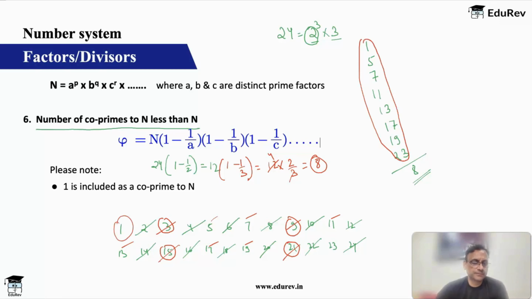Okay, you have 1, we have 5, we have 7, we have 11, we have 13, we have 17, we have 19, and we have 23. Okay, so this is the formula, and it is denoted by this symbol which we can call phi, that phi of n is equal to your total number of coprimes, which is n into 1 minus 1 by a, 1 minus 1 by b, 1 minus 1 by c, and so on. This formula also has nothing to do with the power. It only has to do with a, b, c. Okay, and this value is called phi.